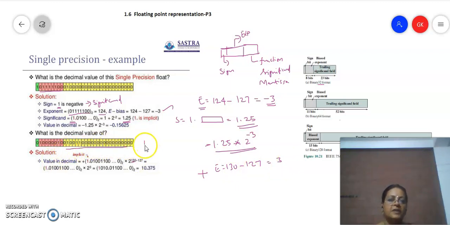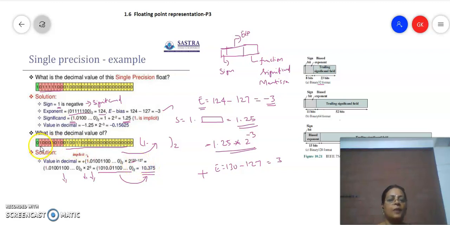You have to attach 1 point, then you have to attach this portion. This is going to be in binary, and you have to convert it into decimal. If you convert that into decimal, you will get some value. Then that original value multiplied with 2 power 3 will give some binary value. That binary value, if you convert it, you will get 10.375. So this example you can work out and practice it.